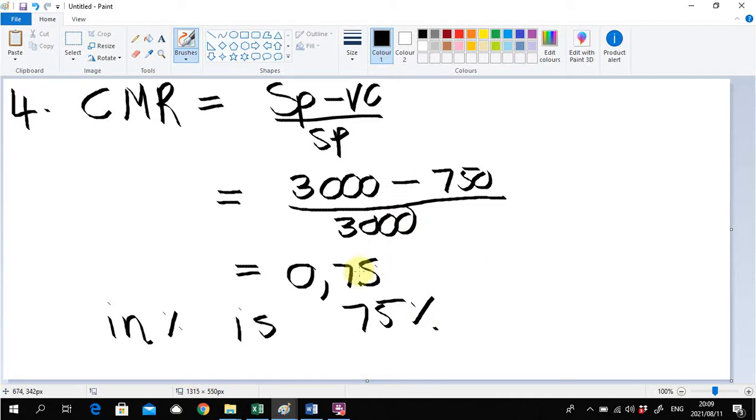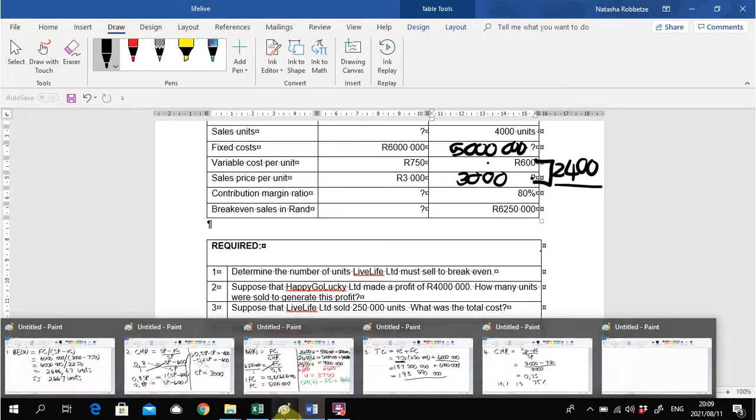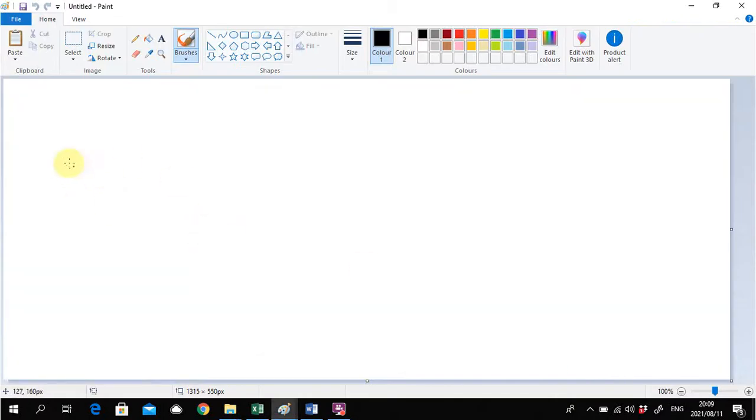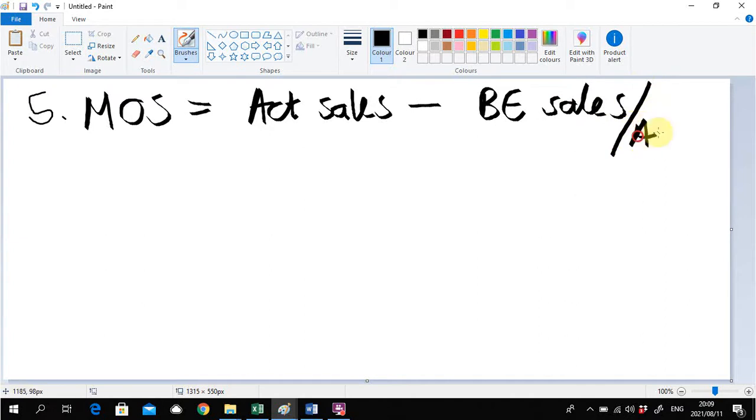Great. Then last little question. What is Happy-Go-Lucky Limited's margin of safety? So what does a margin of safety ratio measure? It measures the difference between how safe we are in sales. So if I talk about the margin of safety, you think about the difference between actual sales and break-even sales. And if it's a ratio, you need to divide it by actual sales because they're asking for a ratio.